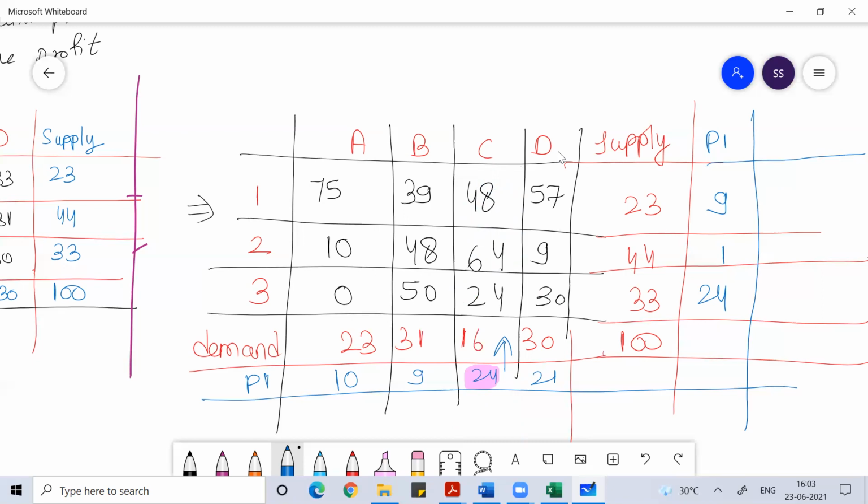So now guys, if you see, the demand for this is 16 and the supply for this is 33. So 16 plus 17 is 33, right? So this left is 17. Now if I put 16 on this, then nothing can be done for this.